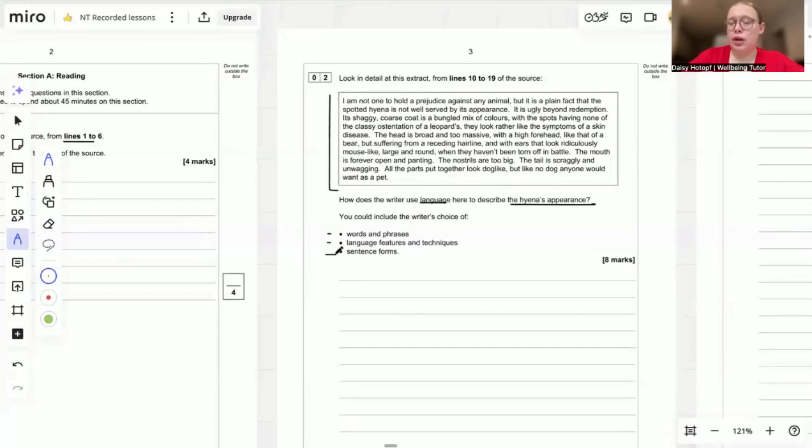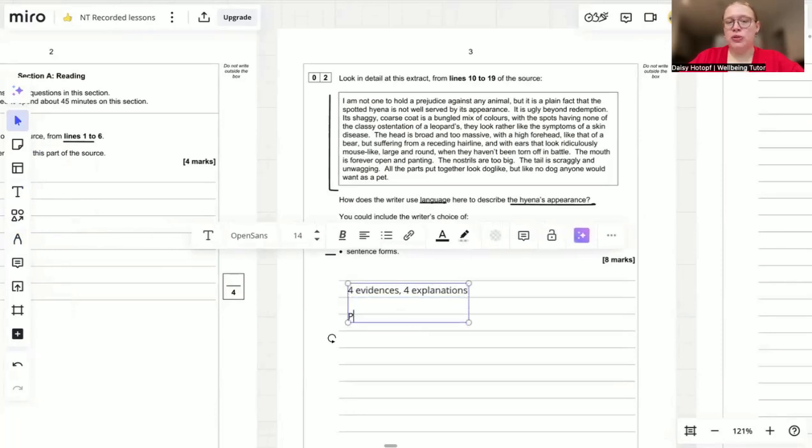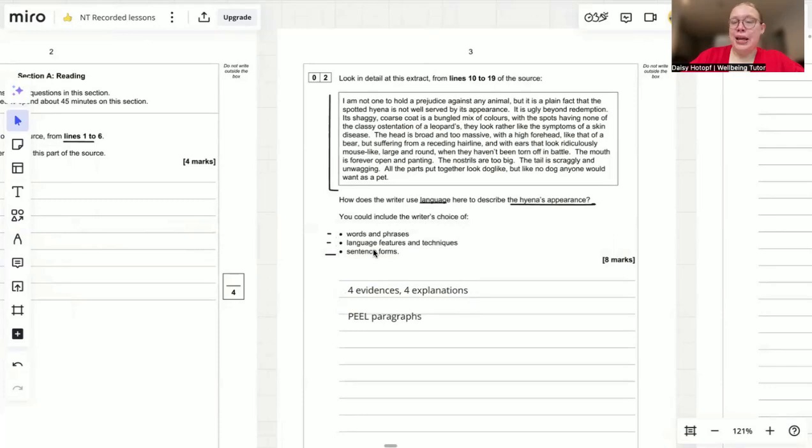Okay, great. I would say for this extract, as it's 8 marks, you're looking at 4 quotes, 4 evidences, 4 explanations, right? You get marked on those, on the evidence and the explanation. So you want to be doing PEEL paragraphs. It's then down to you if you want to do 4 PEEL paragraphs or a PEEL per quote. I think some students find that easier. Or if you want to do a PEEL on, for example, language features and techniques, a PEEL on sentence forms, etc. It depends on how you want to do it.